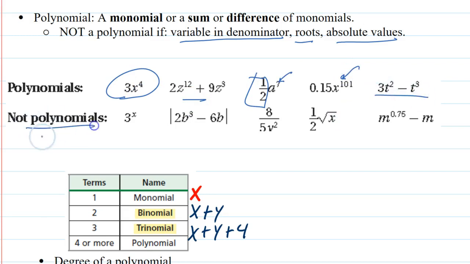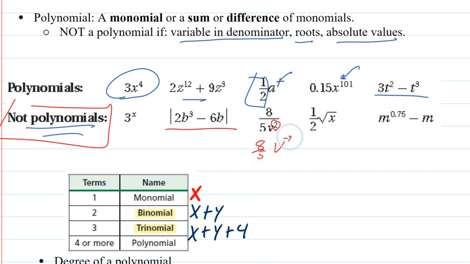Now, things that are not polynomials, and these are the keys, the nots. Absolute values are not polynomials. Notice the exponent is in the denominator, then it is not a polynomial. We could take that one step farther and say it would be a negative exponent. I could rewrite this 8/5 v to the power of -2. If you were dealing with negative exponents, still not a polynomial. Here I have a root.